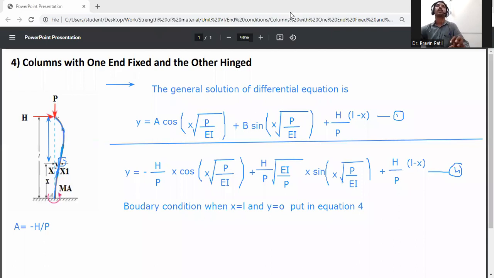Okay, so when x is equal to 0, y is equal to 0. So 0 is equal to minus h by p, plus h by p times cos in bracket of L root of p by a.